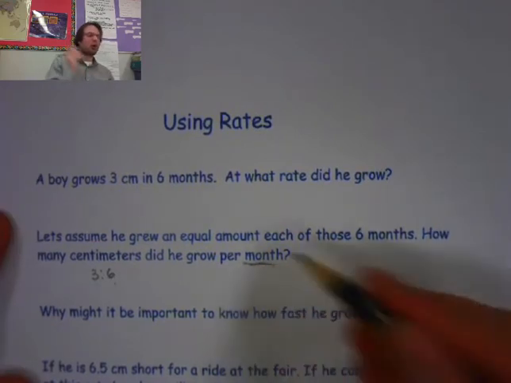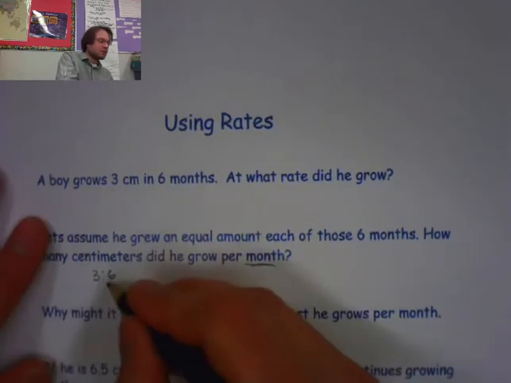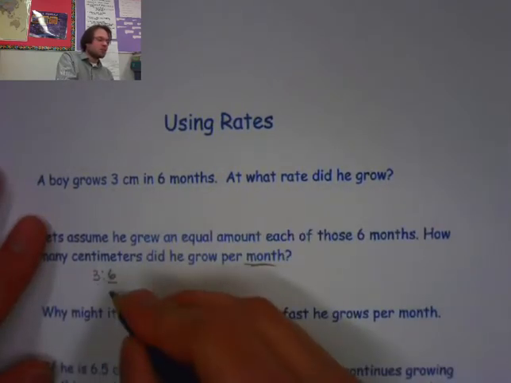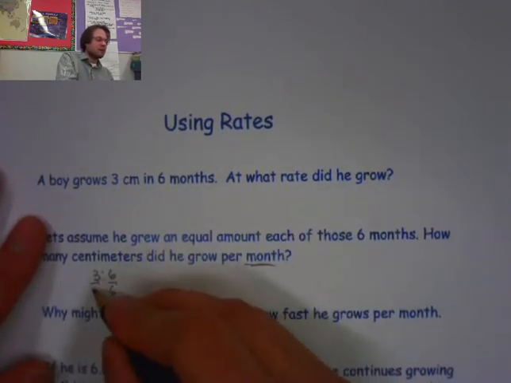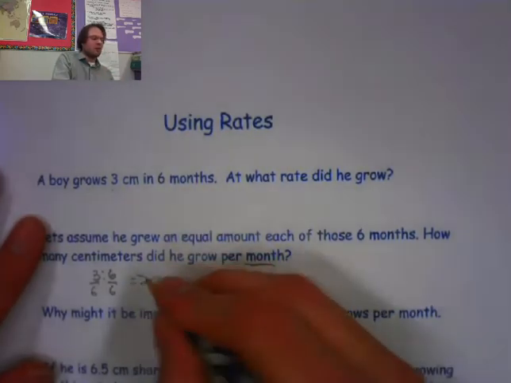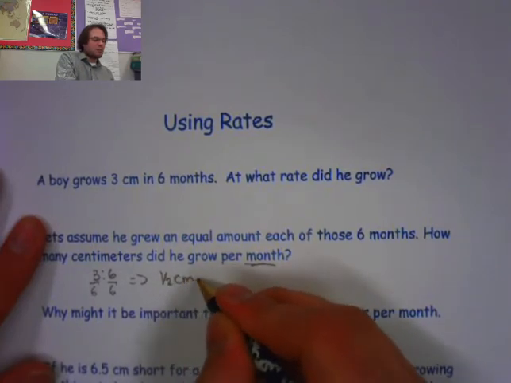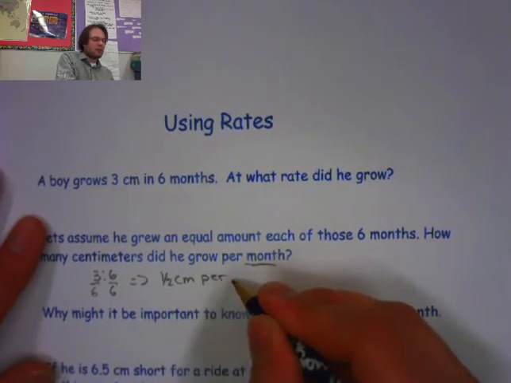As soon as I go per month, now I'm at a rate. So rate is the unit. It's per 1 unit. So I'm going to divide this by 6 and divide this by 6. So I end up simplifying this. I will end up getting half a centimeter per month.